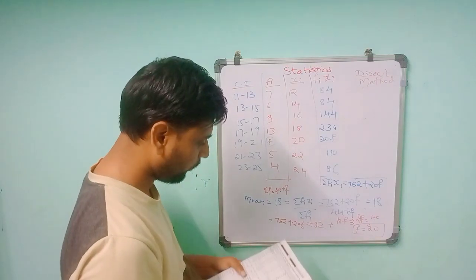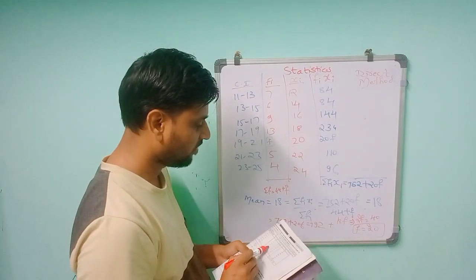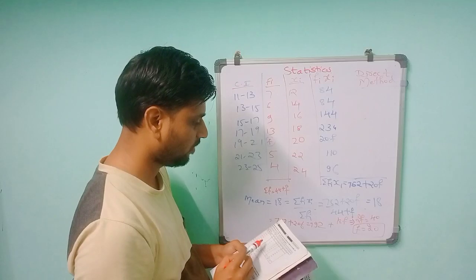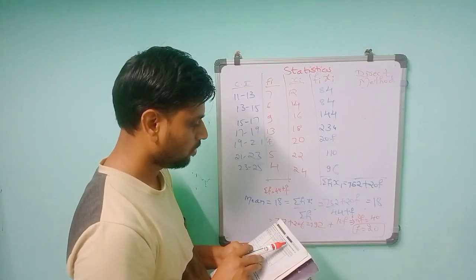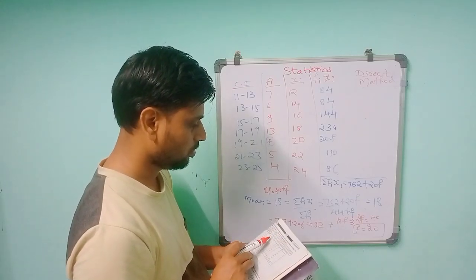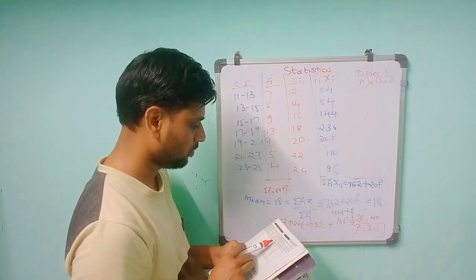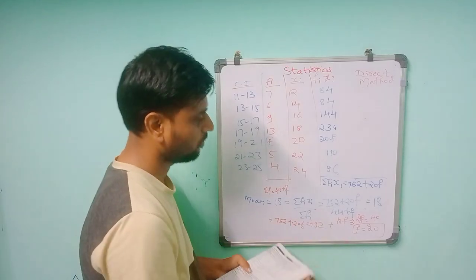So f is 20 means that the missing frequency will be 20. So we got f as 20.